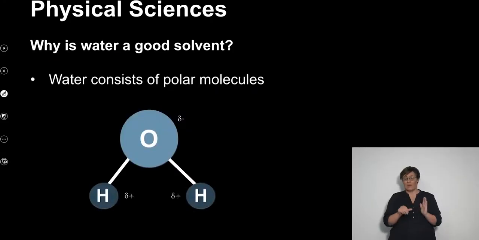Now, the big question again is, why is water such a good solvent? Our bodies consist of a very huge percentage of water. Also, if you look at many of these reactions, they take place in the presence of water. So water is a polar molecule. So there's a very important term that we spoke about in terms of electronegativity, right?